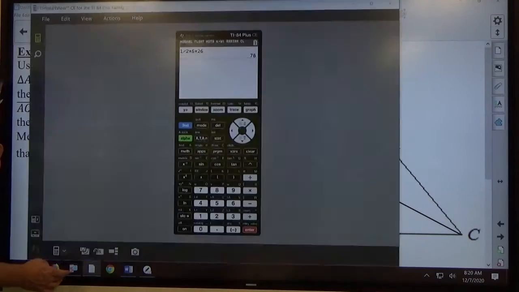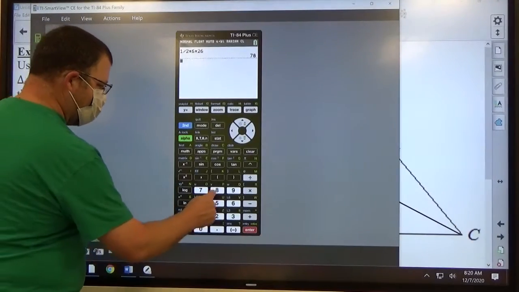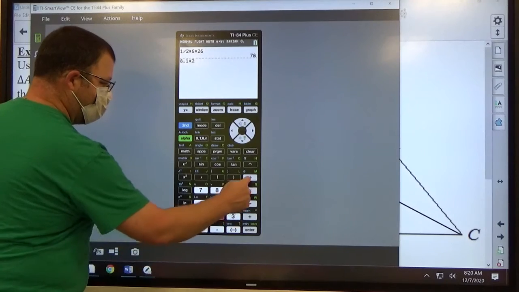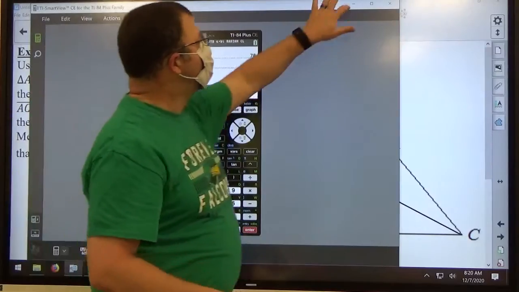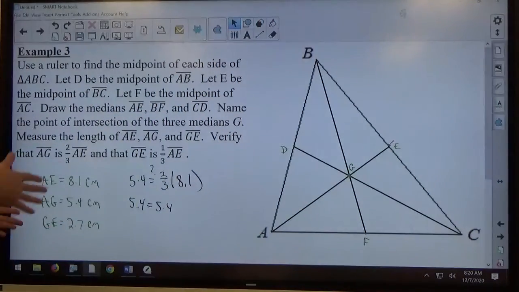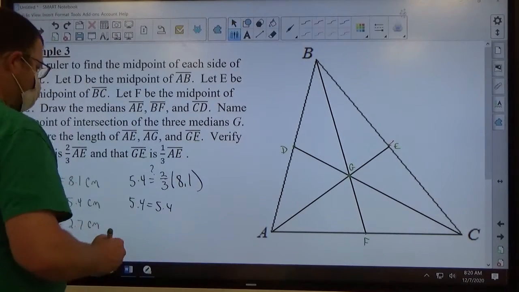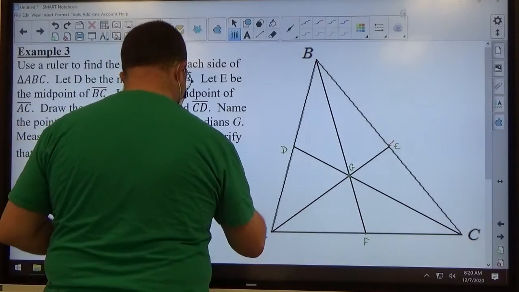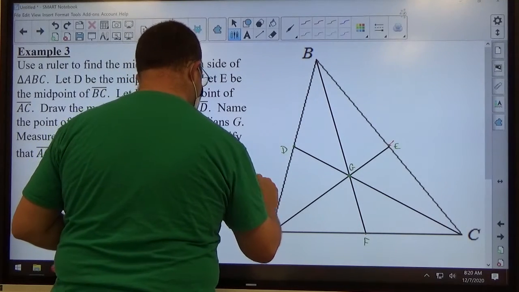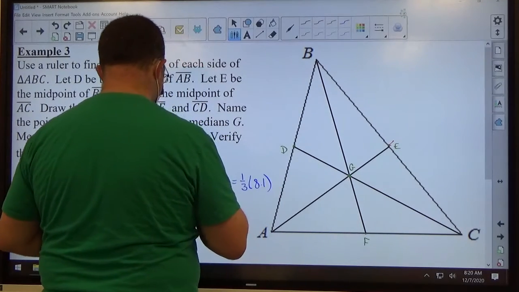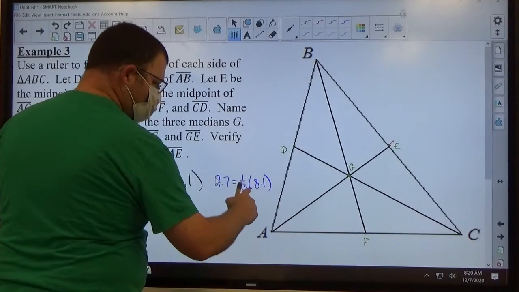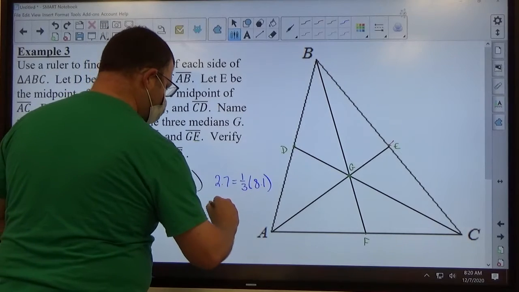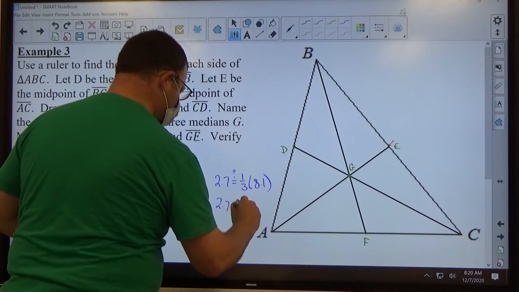The other way, of course, is if you use a calculator, if you type in 8.1 times 2 divided by 3, that's times 2/3. It also spits out 5.4, as you can see. So that verifies that AG is 2/3 of AE. And then, of course, the other part, GE, which is 2.7, should be 1/3 of AE. So 2.7 equals 1/3 times 8.1. 8.1 divided by 3 is 2.7 times 1 is 2.7.